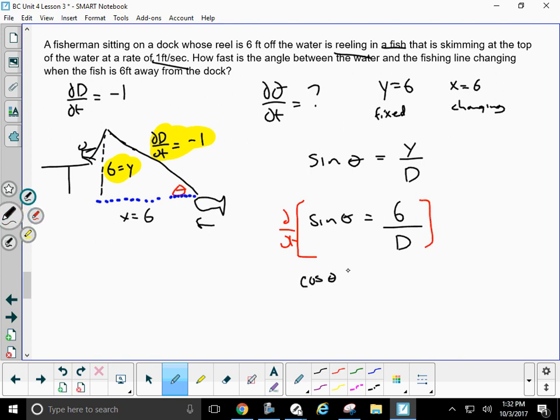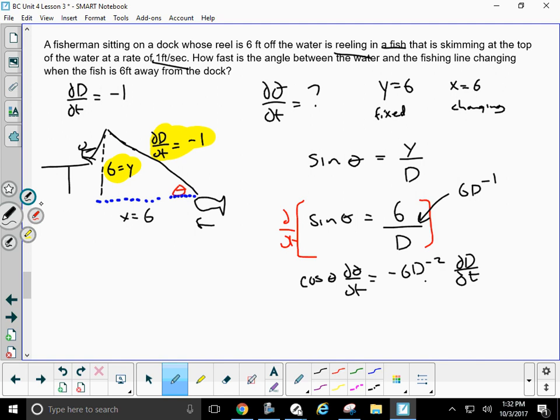Derivative of sine theta would be cos theta d theta dt. The derivative of 6 over d is not 6 dd dt. It is something else. What we have to be careful about is that since our variable's in the denominator, that's 6d to the negative first. You need to use the power rule to take the derivative of 6 over d. You could use the quotient rule if you wanted to, but the derivative would be negative 6d to the negative second times dd dt. So d actually doesn't go away on us here. So that's negative 6 over d squared.